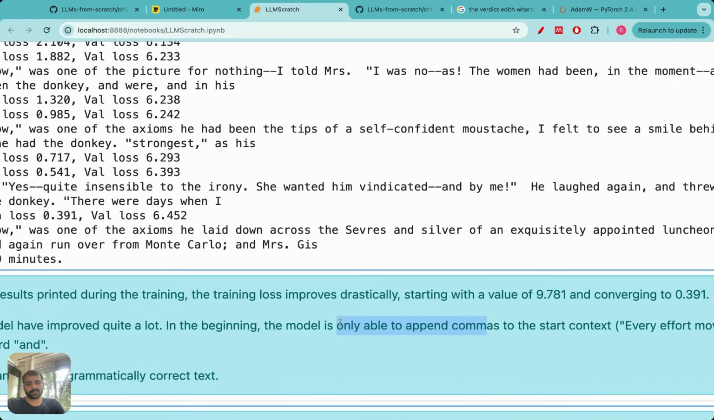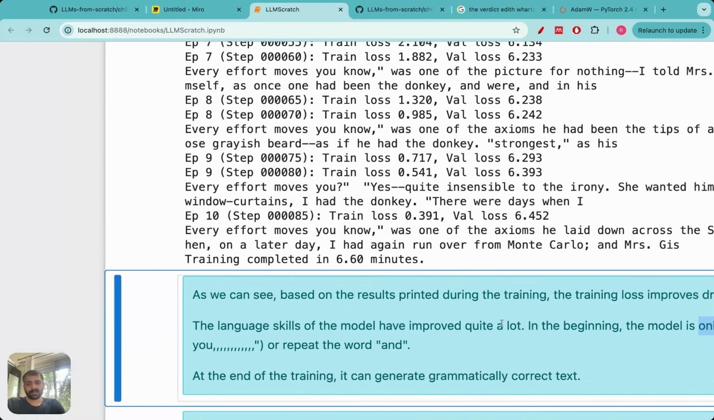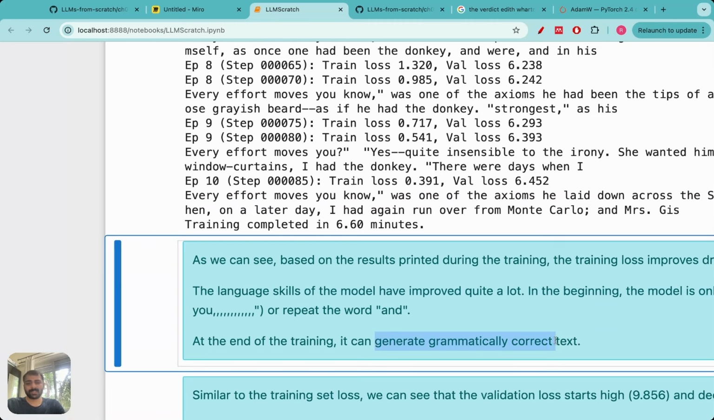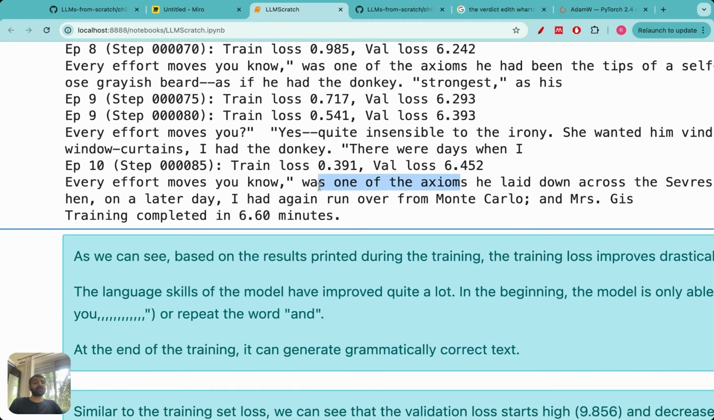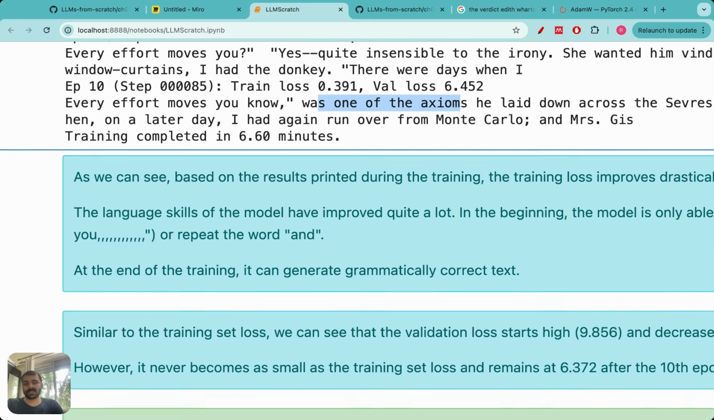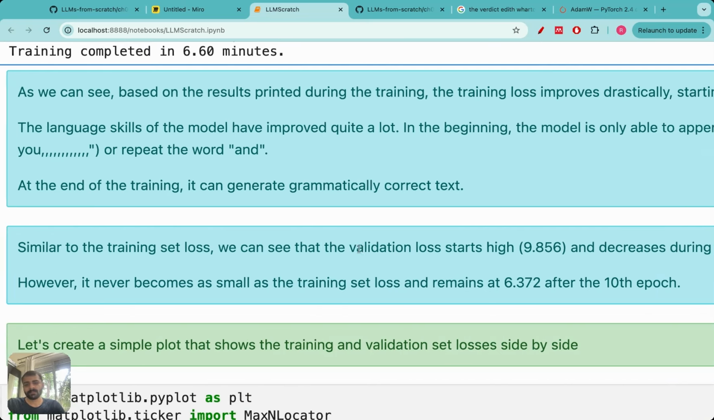In the beginning, the model is only able to append commas. At the end of the training, it can generate grammatically correct text like was one of the axioms, etc. That itself is a huge win for us because it's a positive sign. The LLM is not generating something completely random. It had so many options to generate completely random things, right? But due to our training process, it is at least generating words which make sense.